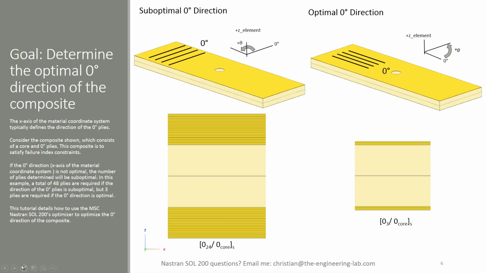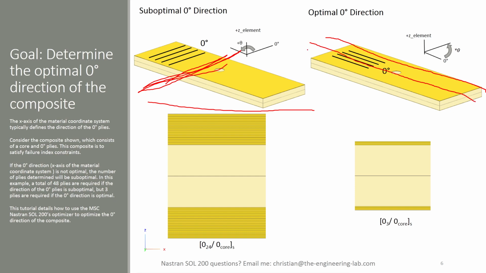In this tutorial, this is going to be our goal. We are going to start off with this composite coupon here on the left. Currently, for this composite, we have our 0-degree plies running in this direction. We are going to perform an optimization where we try to find the best direction for the 0-degree plies. By the end of this tutorial, we find out that the best direction would be in this direction that I'm indicating here in the composite coupon. This direction will yield the most lightweight composite design for the load cases we're dealing with today.